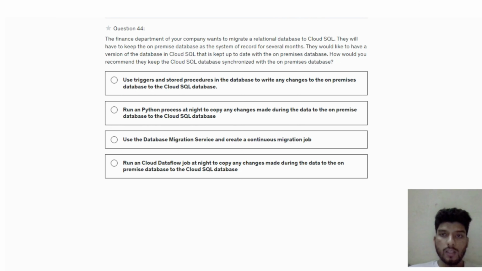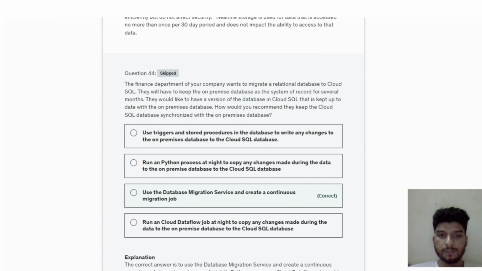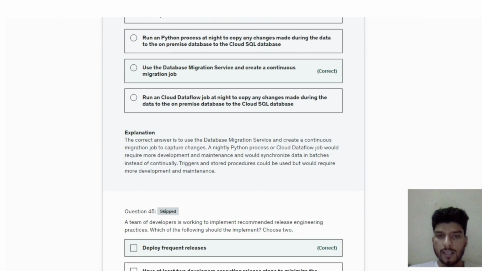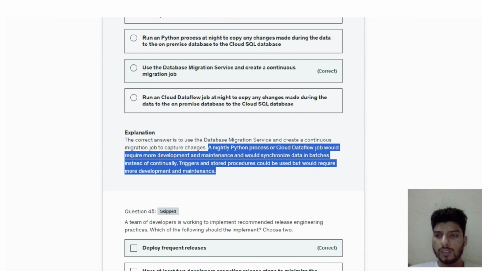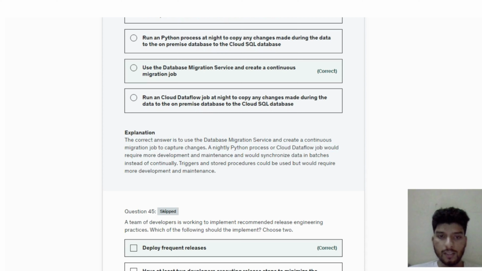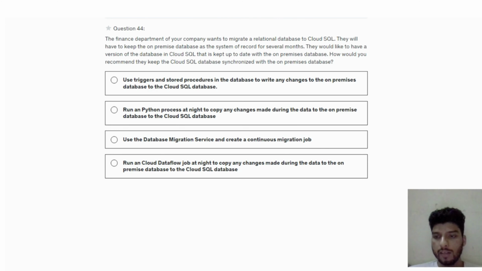database? So here are the four options. I think option A is the right one. Let's check. Oh, I'm wrong. Option C is the right one: use Database Migration Service and create a continuous migration job. And here is the explanation: use Database Migration Service and create a continuous migration job to capture the changes. And here are the other options. That is incorrect.